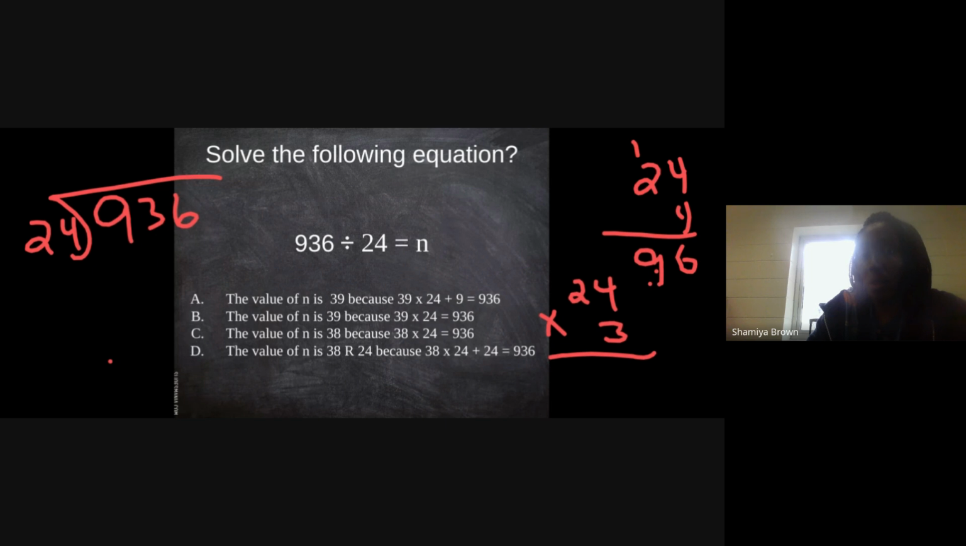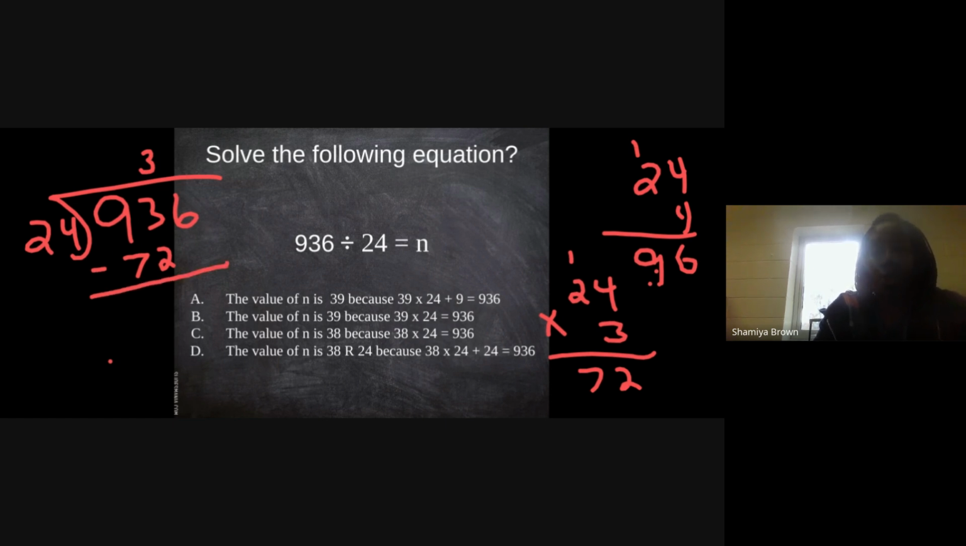4 times 3 is 12. Put my 2, carry my 1. 2 times 3 is 6. Plus 1 is 7. So it has to be 3 groups because it can't be 4 groups because that put me over, right? So I can get 3 groups of 24 out of 93 without going over. So 3 goes up here. Multiply that, I get 72. I've already done it, so I already know. Just write it down. Then I subtract.